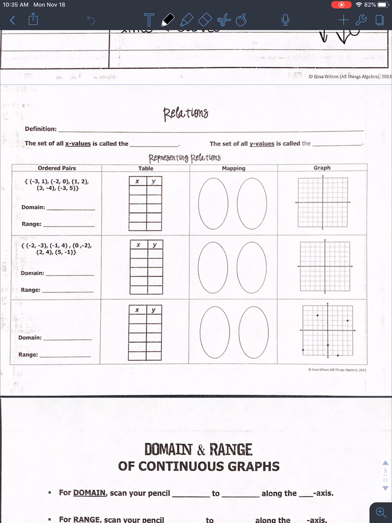So in the last page of our notes, we talked about ordered pairs. So now we're going to talk about relations. And a definition of a relation is a set of ordered pairs. Let's make sure I can spell. Pairs. Set of ordered pairs.